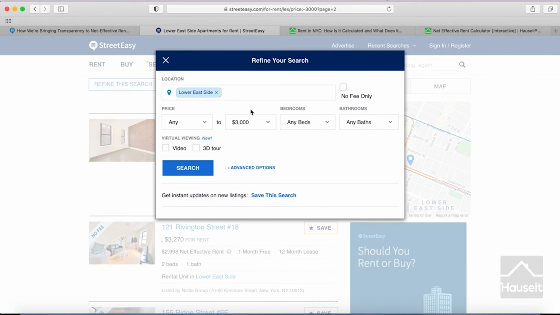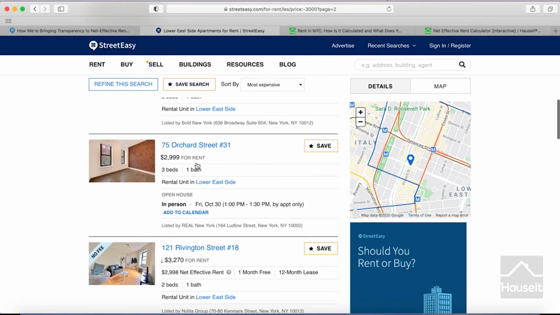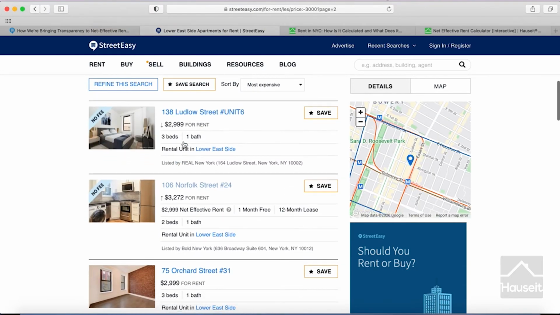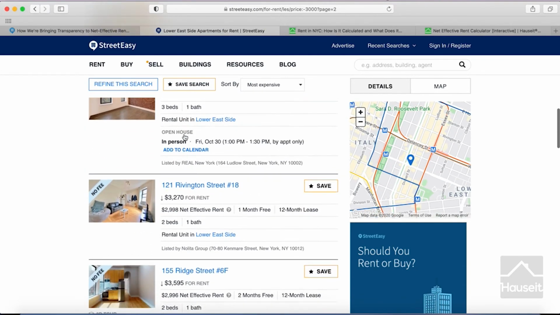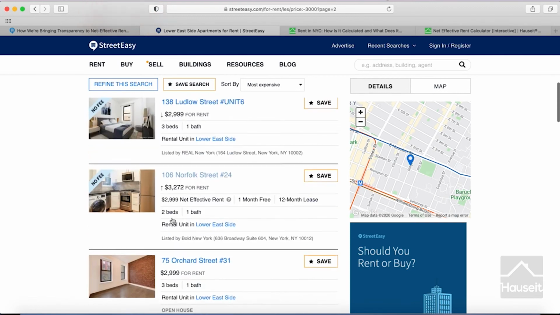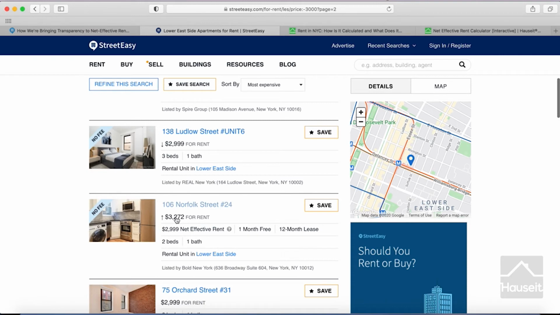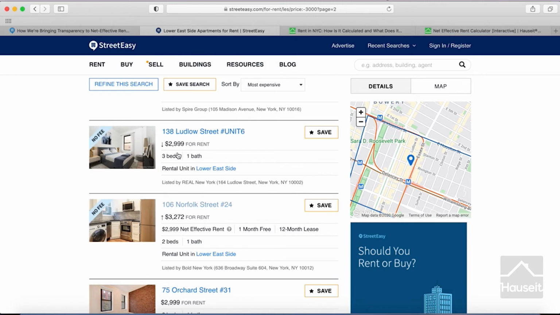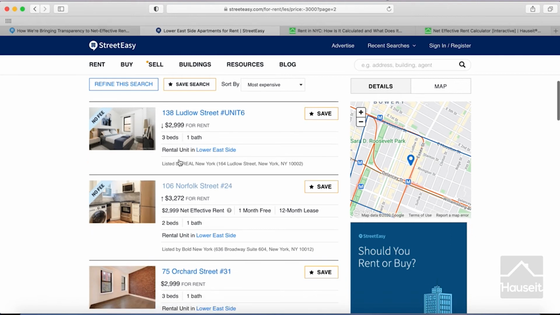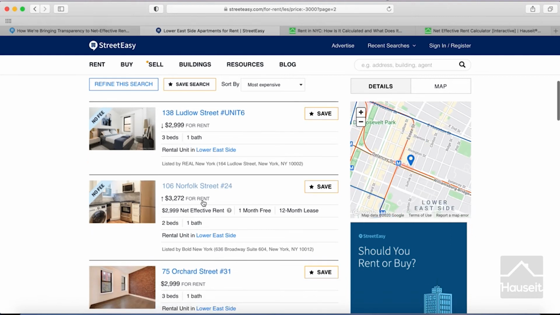For example, in this case, we have done a search in the Lower East Side for up to $3,000. And as you can see here, the pricing is going down in terms of the numbers, but occasionally you're seeing a higher number actually listed than what it should be. And that's because you're seeing the gross rent, but when we're filtering this, it's actually filtering it by the net effective. So in this case, that's a true rent right there, $2,999. This one here, $2,999 as well, but it's showing us that actual gross rent.